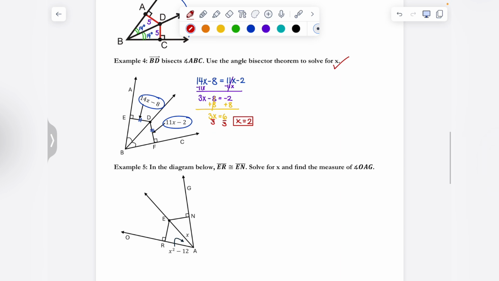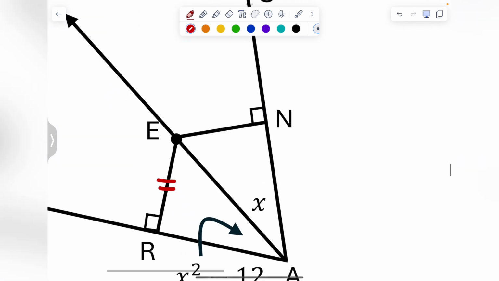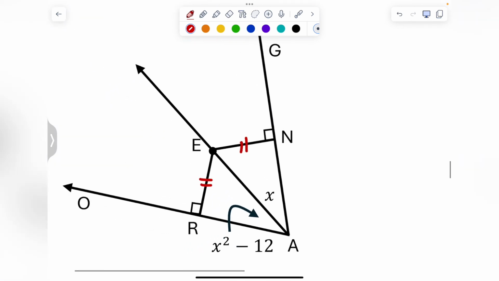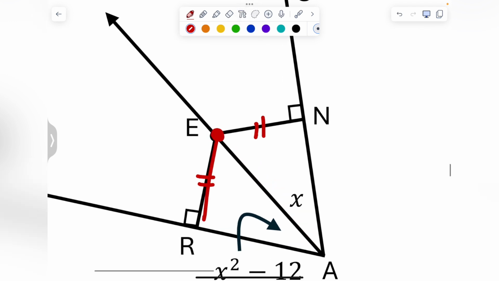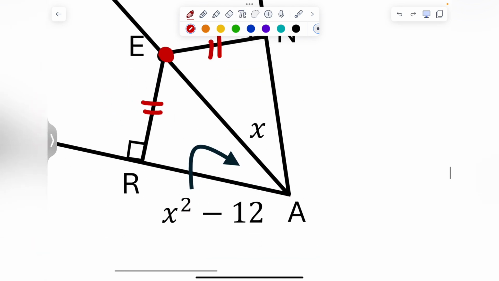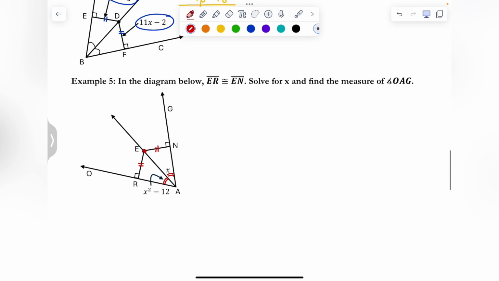And then, of course, we have to do a quadratic at some point. So this one just says, in the diagram below, ER is congruent to EN. So if I know that ER is congruent to EN, since E is on this ray, I now know that that ray is an angle bisector since these segments are congruent. So that means that this angle is congruent to this angle. So solve for x and find the measure of angle OAG.